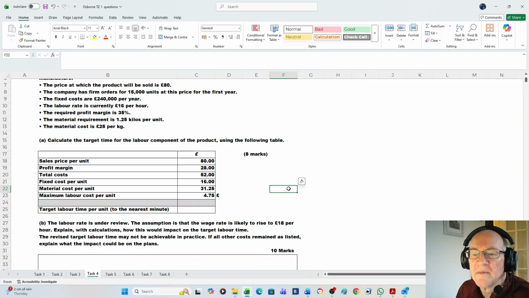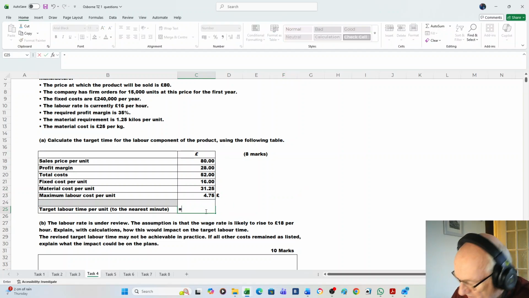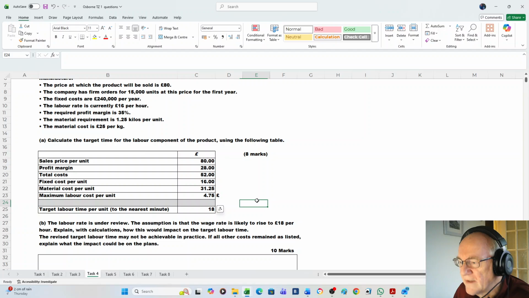Causes all sorts of problems turning this into minutes. I'm just having to think about it as well. So £4.75, more than one way of dealing with this and calculating it. I'm going to do 4.75 out of the £16, so it's the fraction, times 60, and that's 18 minutes.